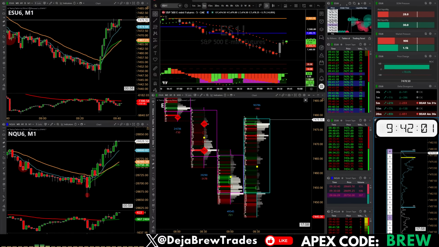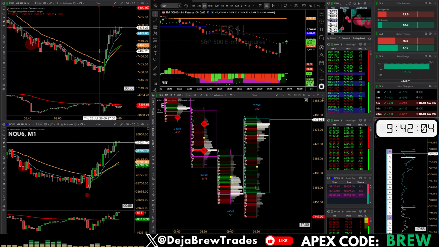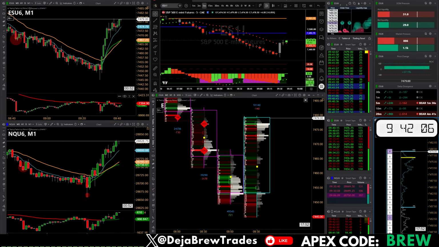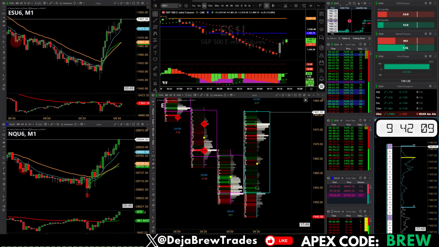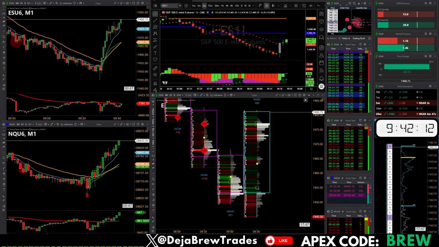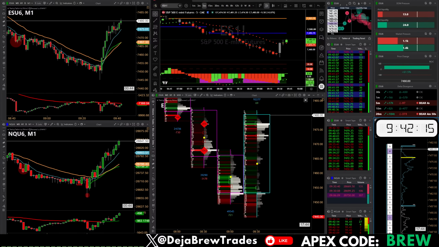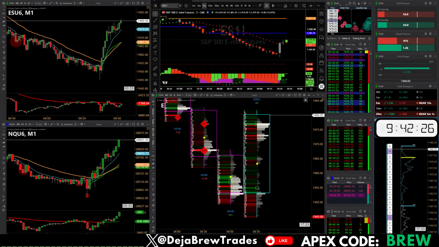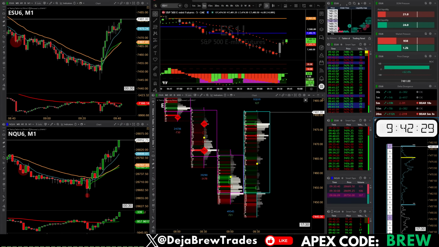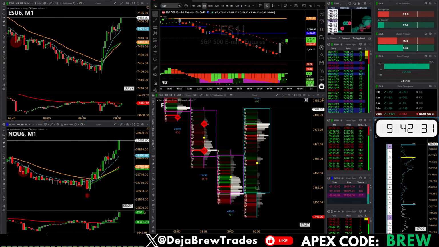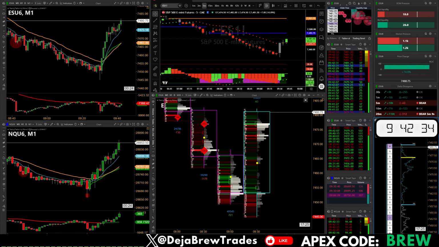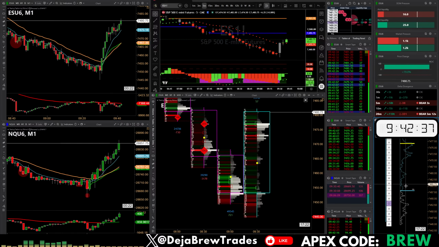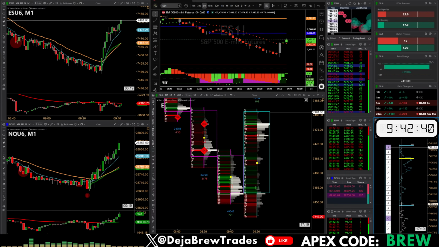Just keep an eye on this VWAP, guys. We are coming back into it pretty quickly. 490 if it continues. A very wide A session already, going up about 40 points.